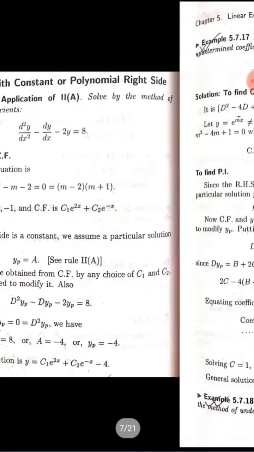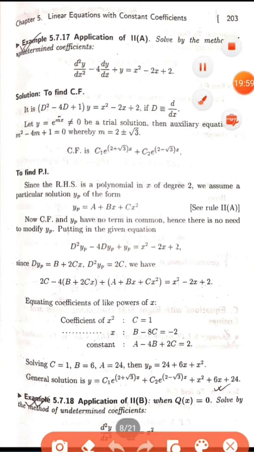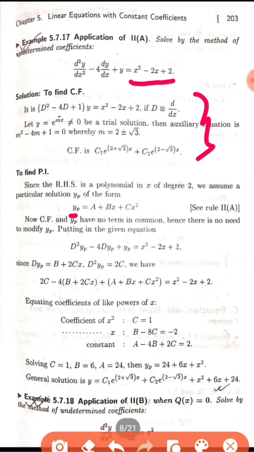Okay, this is over. For the next sum, you can see here the right hand side is x square minus 2x plus 2. So after finding CF, there is no role of CF. Now you have to take YP. How will we take it? Here the polynomial in x is of degree 2, so you have to take YP up to degree 2 also. So this is a plus bx plus cx square. Here the degree is 2, so you have to take up to degree 2: a plus bx plus cx square.